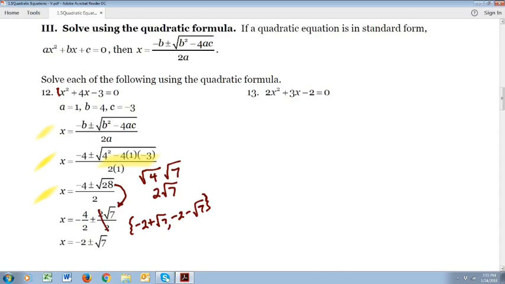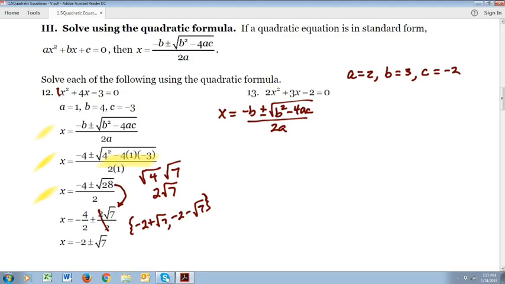Let's move on to number 13. So here a is going to be 2, b is 3, and c is going to be negative 2. So let's go ahead and write out the quadratic formula. And again, I'm going to go ahead and make a shell. And by the way, I want to mention anytime you want to stop the video, if you're trying to write all this down, you'll certainly want to do that. And you go at the speed that you want to go at.